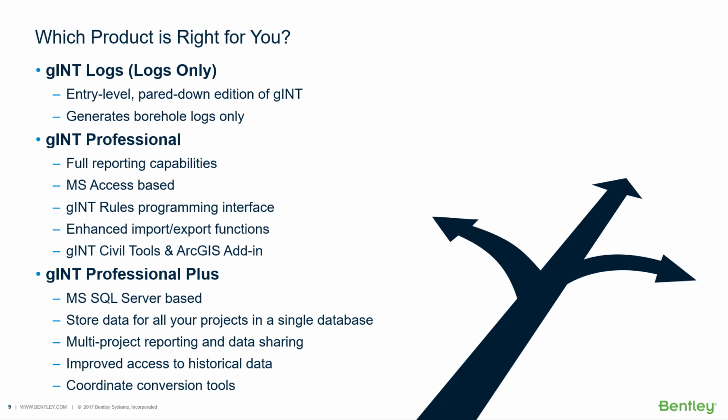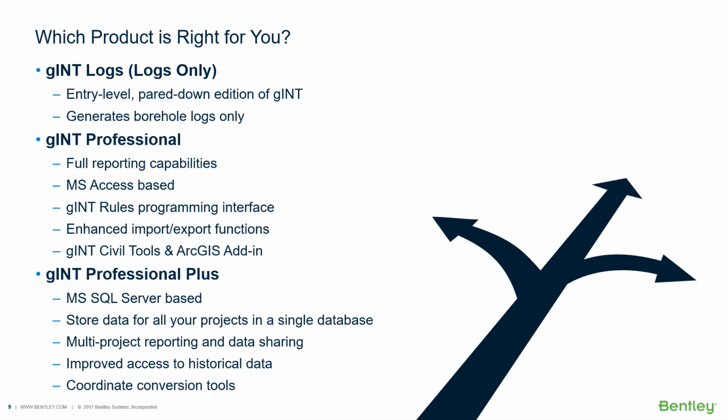Now let's talk about which product is right for you. There are three variations of gINT that we are currently offering: gINT Logs, gINT Professional, and gINT Professional Plus. Now gINT Logs is basically a very entry level variation of gINT, and it generates only borehole logs or well logs. gINT Professional has full reporting capabilities, and it is Microsoft Access database based. Within gINT Professional you will also get the AGS template option, which is not present in gINT Logs, and also Civil Tools and ArcGIS add-ins are present, and enhanced import export functions are also present in gINT Professional.